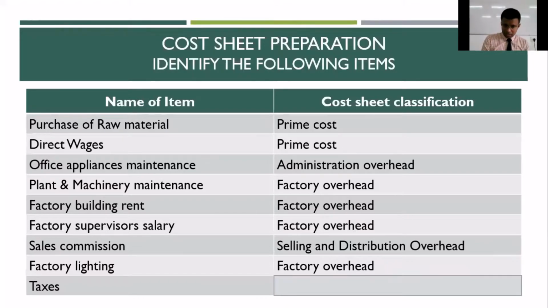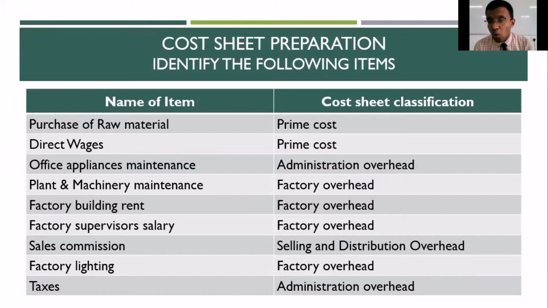Next one, as a part of this slide, the last one is taxes. Okay, the last one is taxes. So taxes refers to statutory money that you have to pay to the government depending on your level of activity. Now, these taxes are usually computed by your administration. Okay, so this would be an administration overhead. To be very specific, it will be a part of your administration indirect expense.